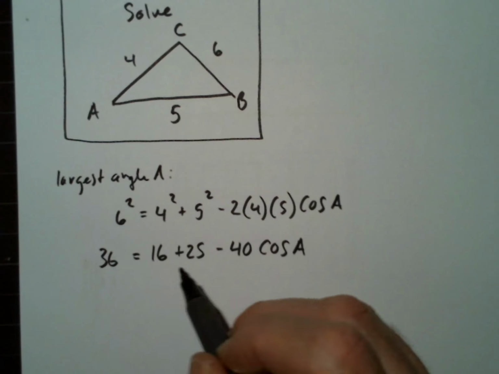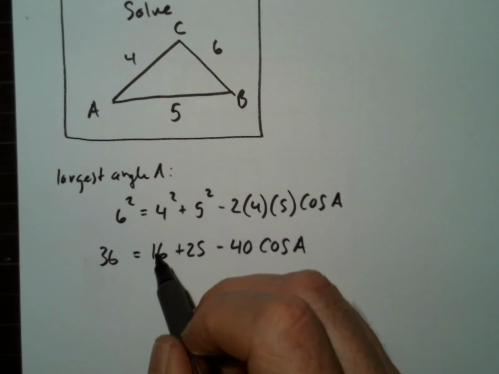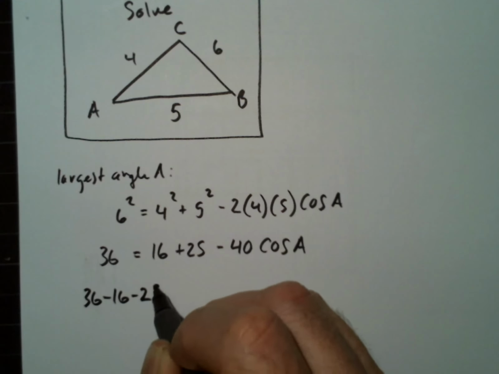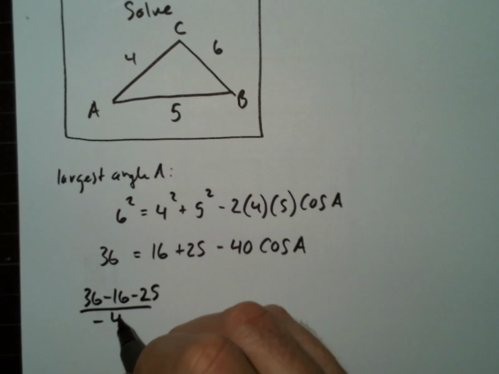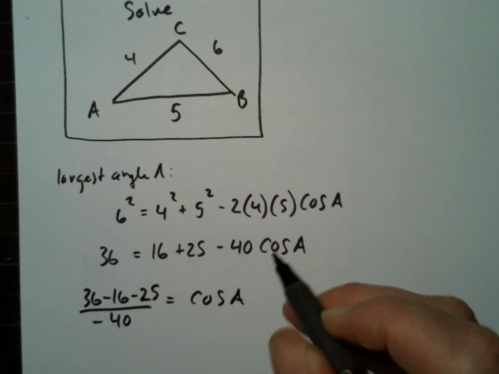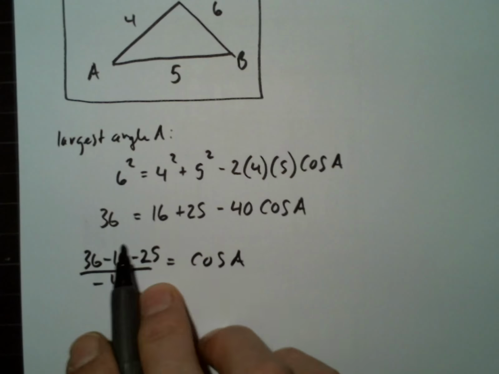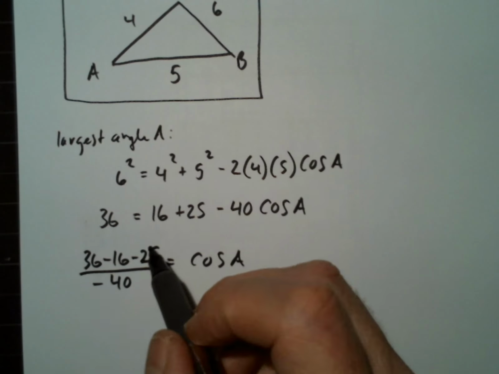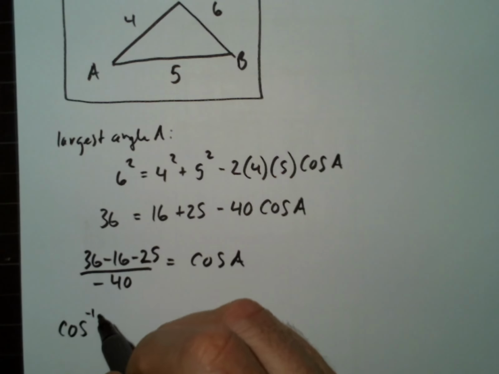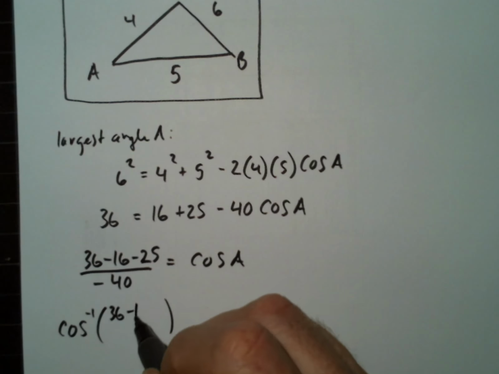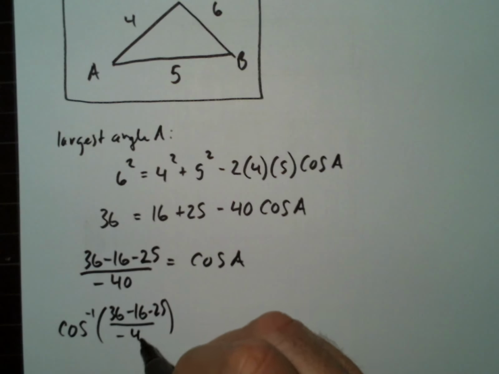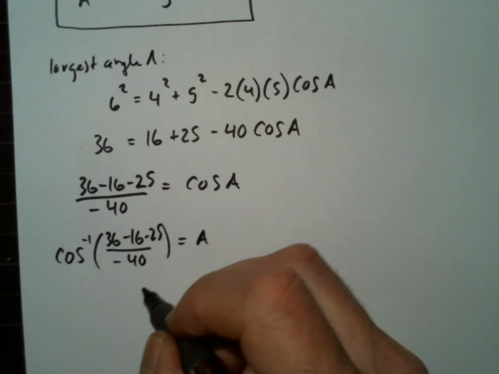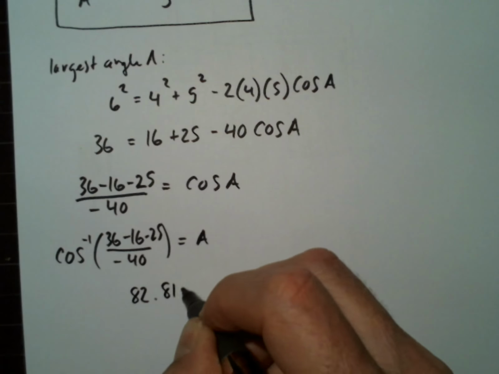So we need to get A by itself. That means we're going to go minus 16, minus 25, and divide by negative 40. So we subtract 16, subtract 25, divide by negative 40. And then we take the inverse cosine of both sides. And we get 82.819.